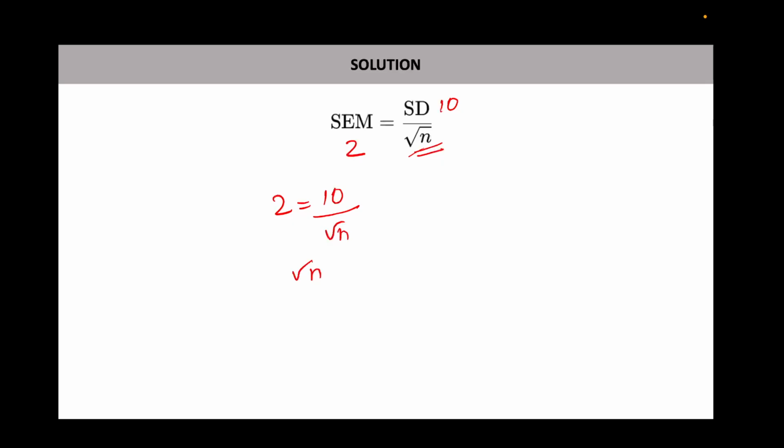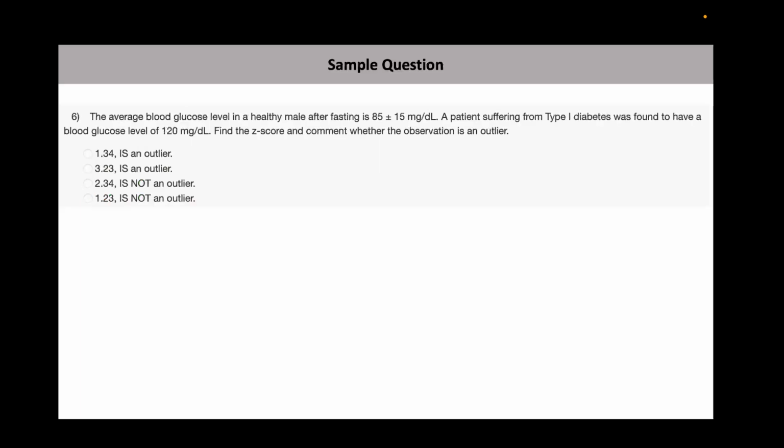So your root n will be 10 upon 2, which is equal to 5. So your n value will be 5 squared, which is 25. So the answer to this question was 25. So option D is correct. The questions are very easy, you just need to know the formula to solve these kinds of questions. So we'll go ahead to the next question.